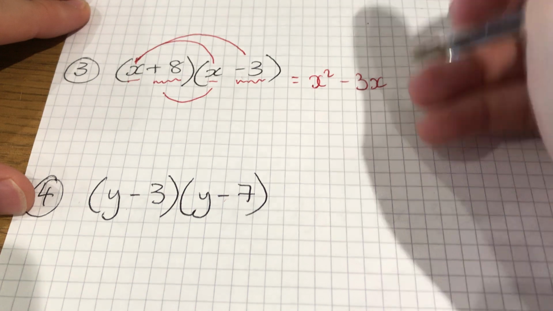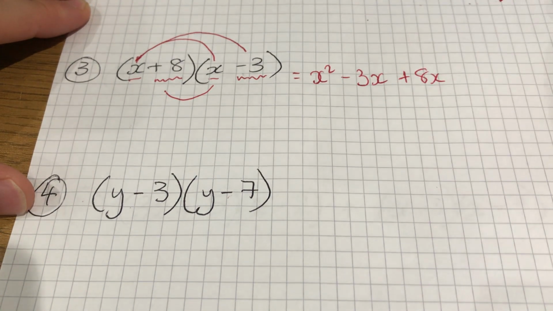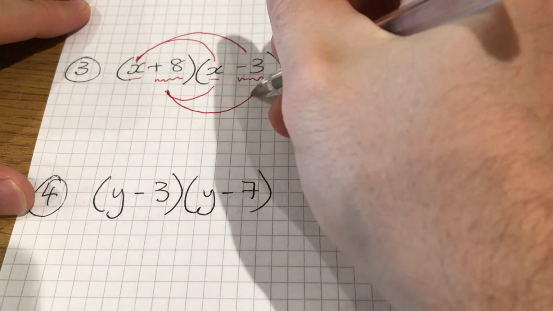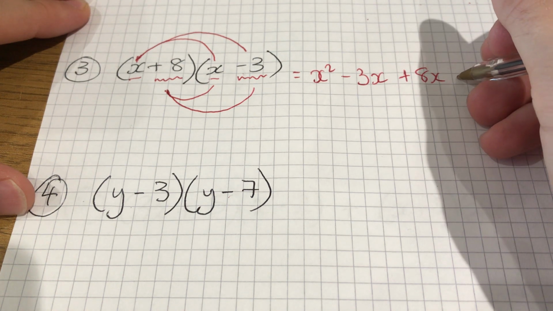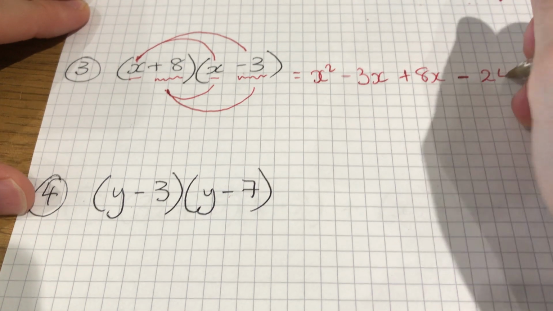Positive 8 times x is plus 8x. And positive 8 times negative 3, a positive times a negative makes a negative 24.